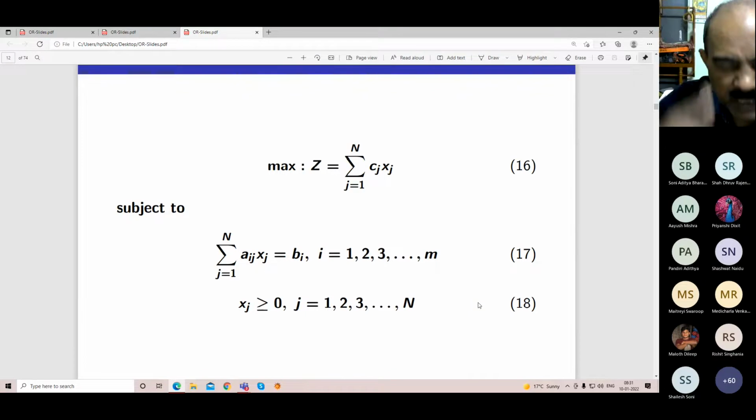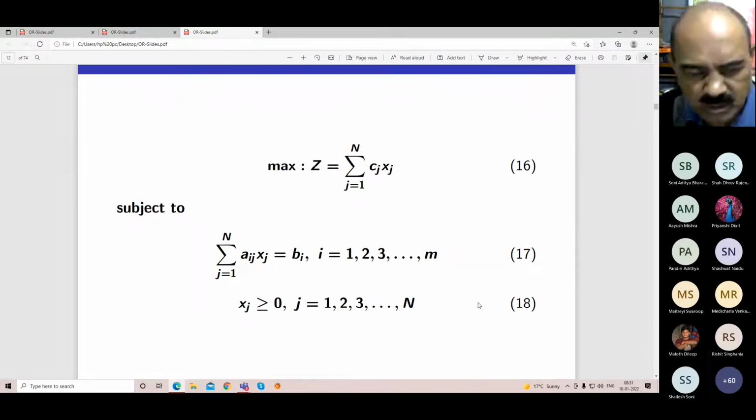Now I have already introduced slack, surplus, artificial variables. Once you have introduced them, earlier there were small n number of variables, now we have capital N number of variables. Now nothing is mentioned. So how many constraints are there?